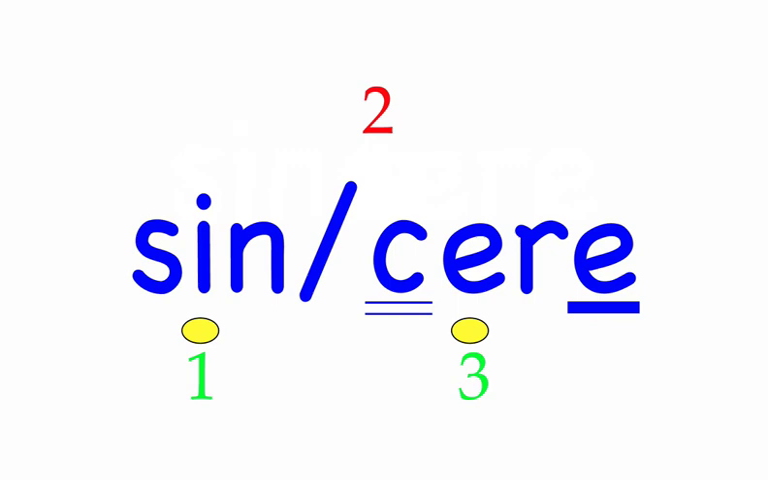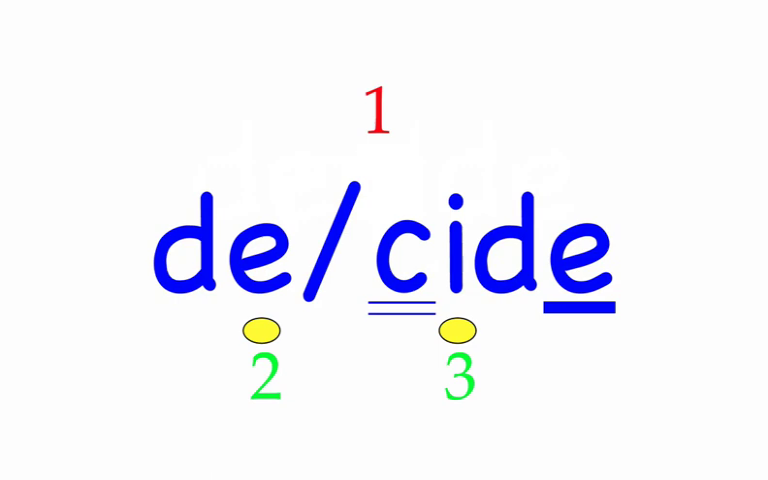Decide. You must decide what you want to do. De has two sounds: D, E. Side, three sounds: S, I, D. Decide. Mark the word.